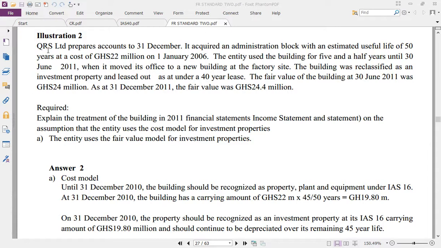Explain the treatment of the building in the 2011 financial statements, that is the income statement and statement of financial position, on the assumption that the entity uses the cost model for investment property, and then B, the fair value model. So you are performing this calculation under both the cost model and the fair value model. So this is the explanation.